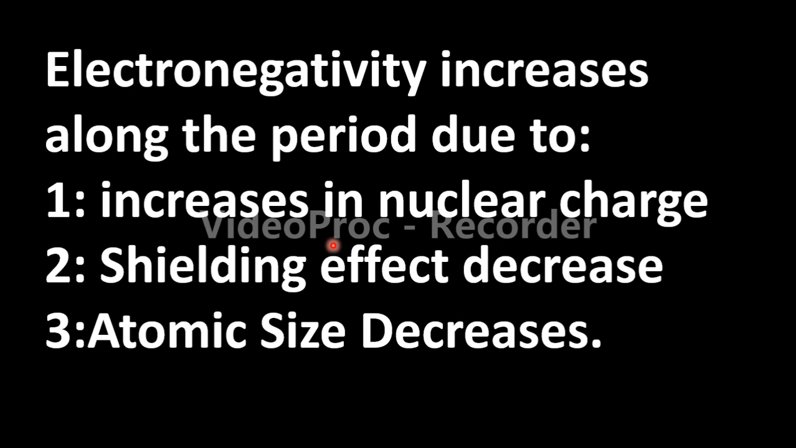So when moving from left to right in a period, why does electronegativity increase? As we all know, when moving from left to right in a period, from hydrogen to fluorine, the nuclear charge increases. Nuclear charge is basically the number of electrons and the number of protons. So when the number of electrons increases, the number of protons also increases. So the shielding effect decreases. Shielding effect means the valence electron is shielded by the nucleus and inner core electrons. So the shielding of the valence electron from the nucleus decreases.